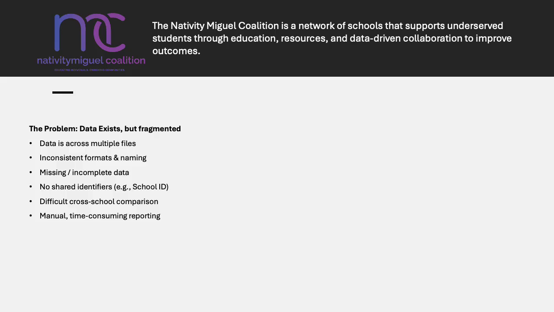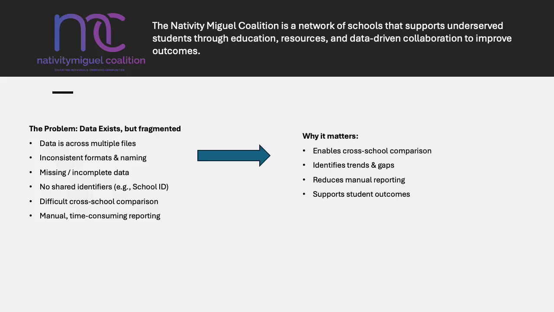It also has inconsistent formats and naming, no shared identifiers, which makes essentially ER modeling difficult because it makes cross school comparisons difficult with the lack of primary keys. So this can make reporting very manual and time consuming for Nativity Miguel Coalition. Why this matters is that without clean and accessible data, it's much harder for school administrators to identify trends, compare performance, and ultimately improve student outcomes.